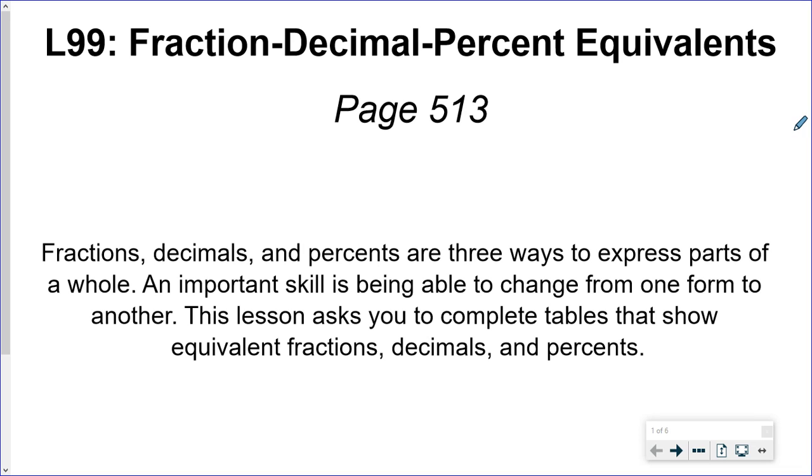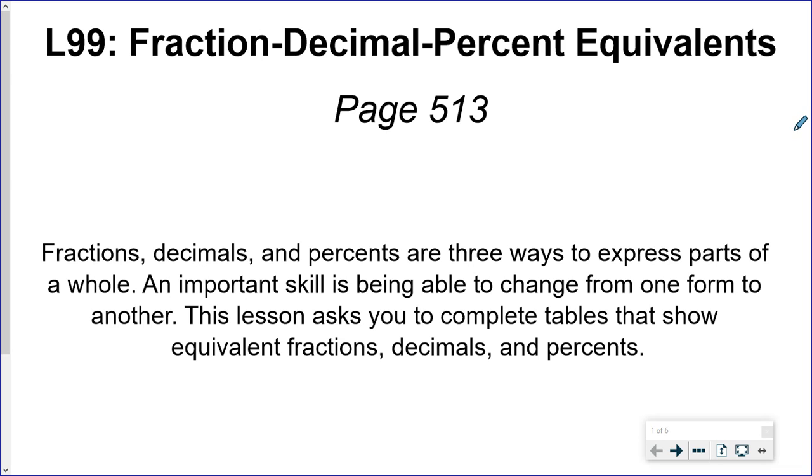Hello, students. We're going to take a look at math lesson 99 today in our Saxon Math book. It's dealing with fraction, decimal, percentage equivalence, and we're starting on page 513, so please open your books to page 513. That would be very helpful.